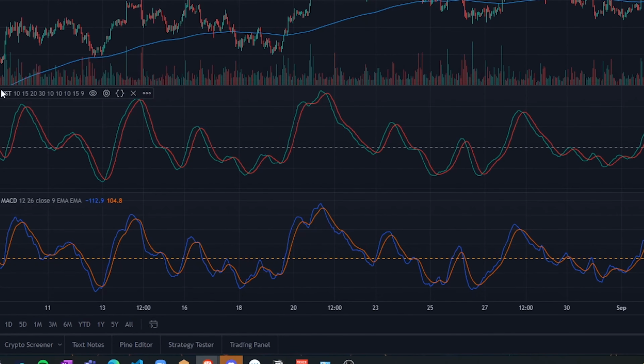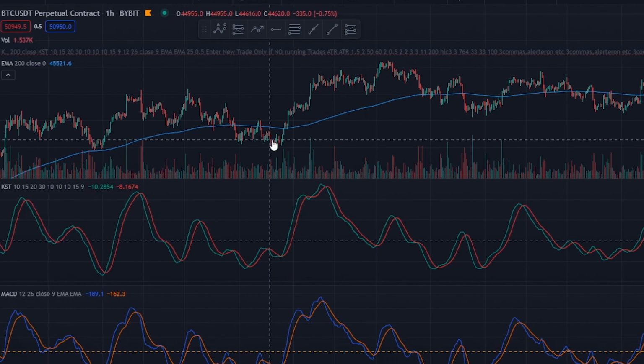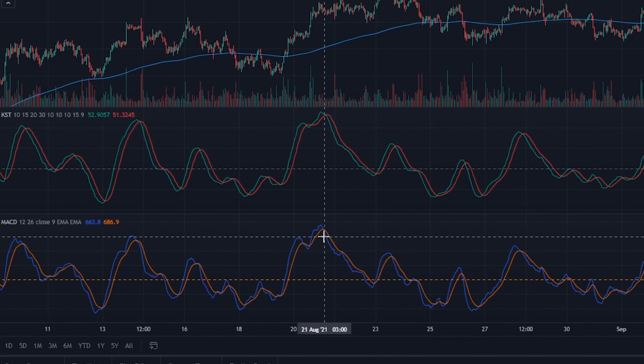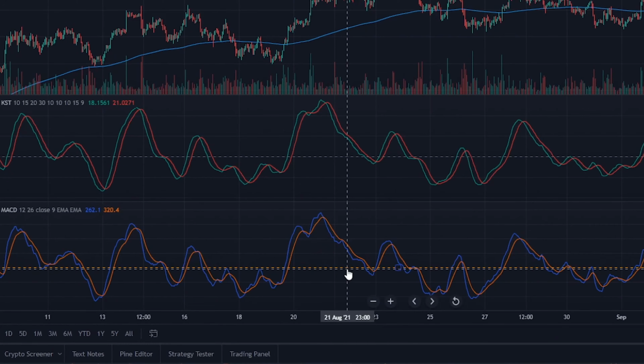Okay, and the same goes for the KST. For looking for long entries, we're going to have the green line going above the red line, and that is below the zero line. If we're looking for shorts, it would be over here, which is the green line going under the red line, or the red line going over the green line, and it would have to be over this zero line, which is the dotted line in the middle. Same for the MACD, we're looking for short entries up here below the 200 EMA. Blue line goes under the orange line, but always above the zero double dashed line here.